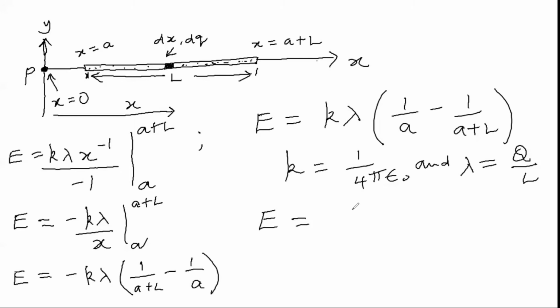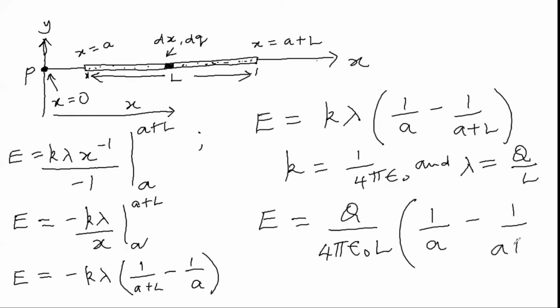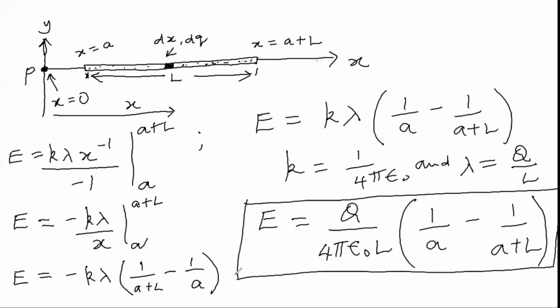Q over 4 pi epsilon naught L, and then I have 1 over A minus 1 over A plus L. And that now becomes the expression that I'm looking for.